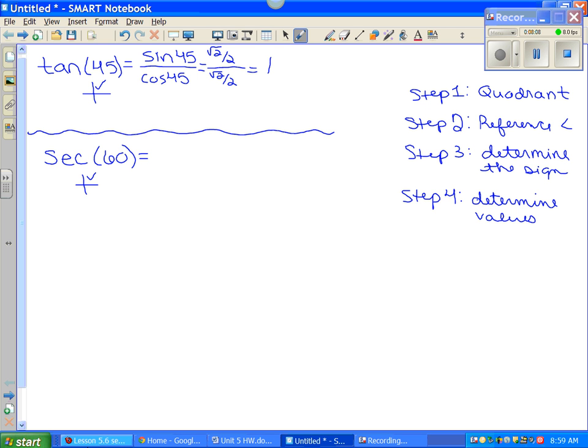Step 3, determine the sign. We already did that. We know it's positive. Step 4 is determine the values. All right, so secant goes with what trig function? What reciprocal is it? It's cosine, okay? So here's the easy way to do it. Here's what I need you to think of.